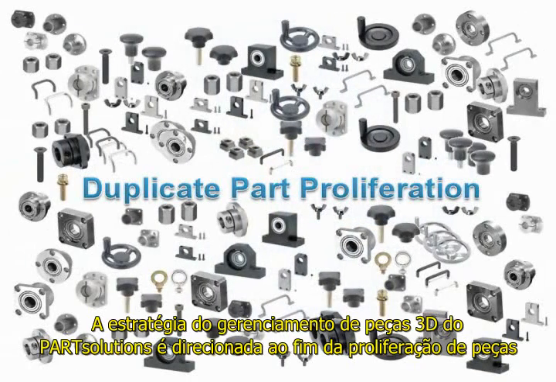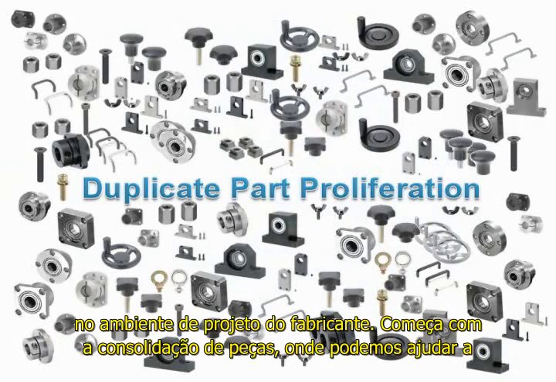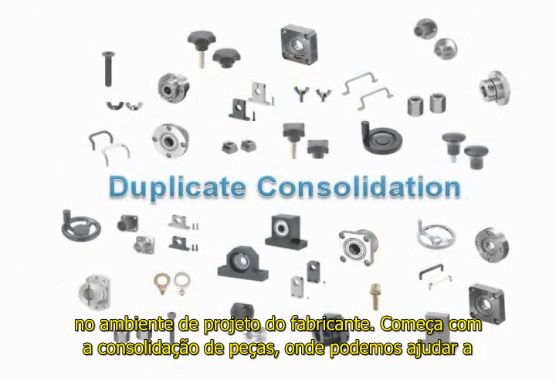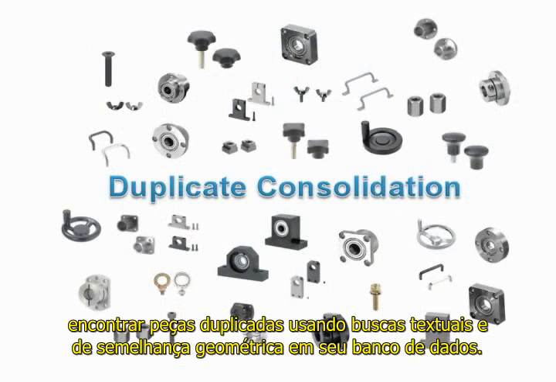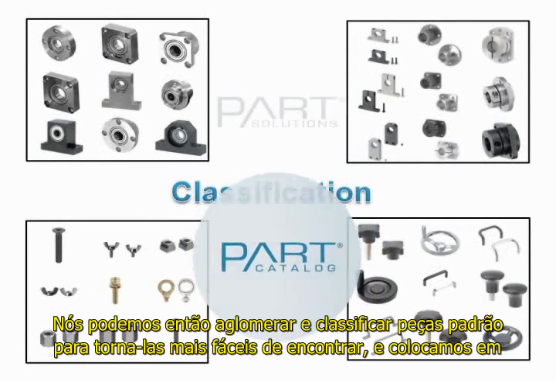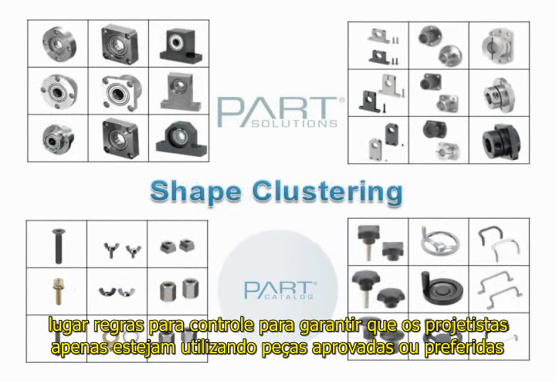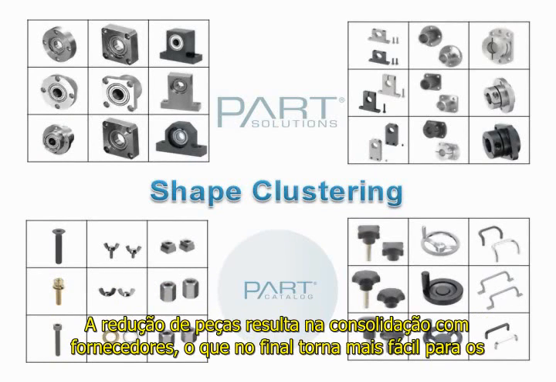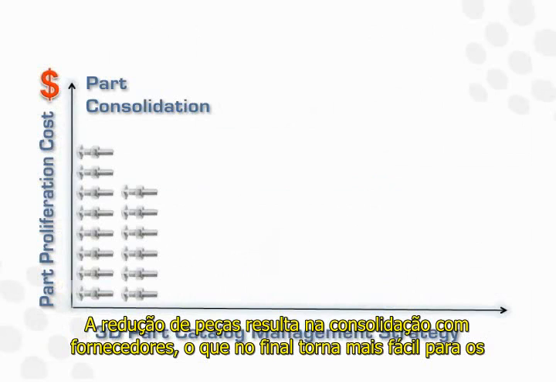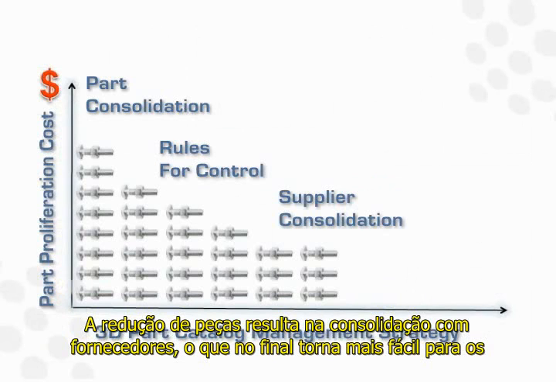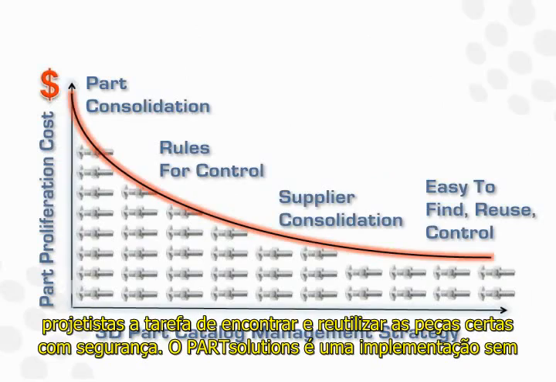The PARTsolutions 3D part catalog management strategy is aimed to end part proliferation in the manufacturer's design environment. It starts with part consolidation, where we can help identify duplicate parts using textual and geometric similarity search in your database. We then can cluster and classify standard parts to make them easier to find, and put in place rules for control to ensure that designers are only using approved or preferred parts. The reduction in parts leads to supplier consolidation, which ultimately makes it easier for designers to find and reuse standard parts with confidence.